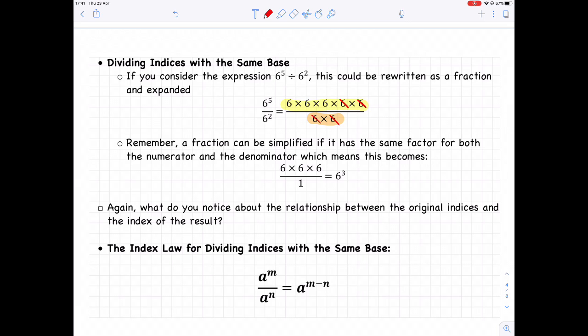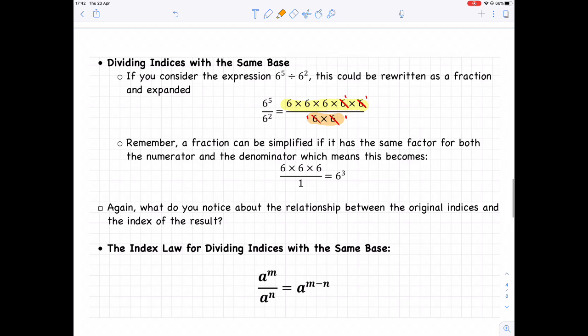So you can see each time we have a 6 matching number top and bottom, we can cross it out and replace them with 1s, which means we've got 6 times 6 times 6 times 1 all over 1 times 1. So if we simplify that, we can see we've got 6 times 6 times 6 over 1, which is the same as 6 cubed.